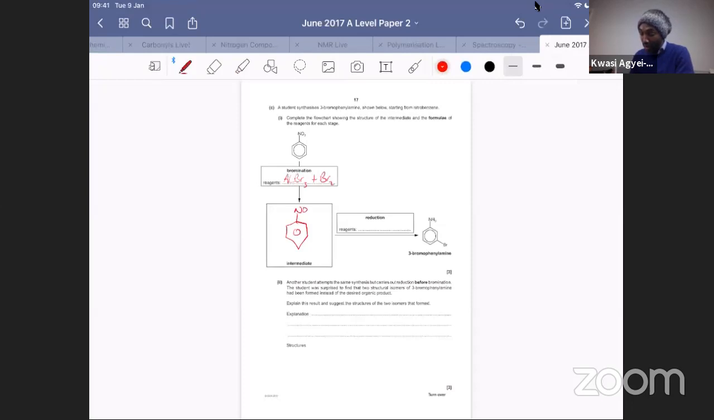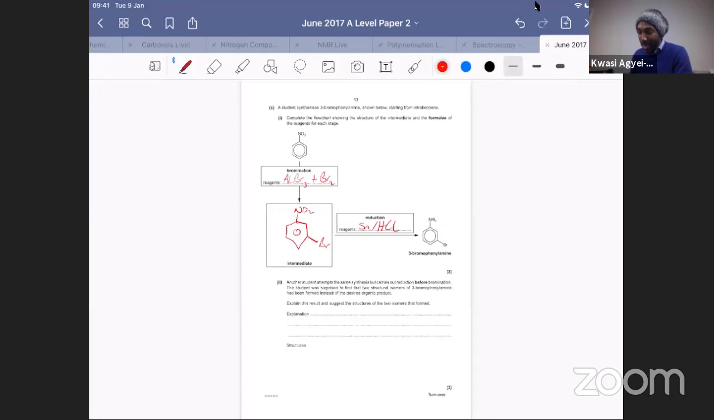Again, if it's an electron withdrawing group, it will direct to the 3 position. We've got NO2 here, so the 3 position is there, and that's where your Br is going to go. And if you're going to reduce your nitro group to the amine, you're going to need tin and HCl. Okay, so that should take us to our bromophenylamine.